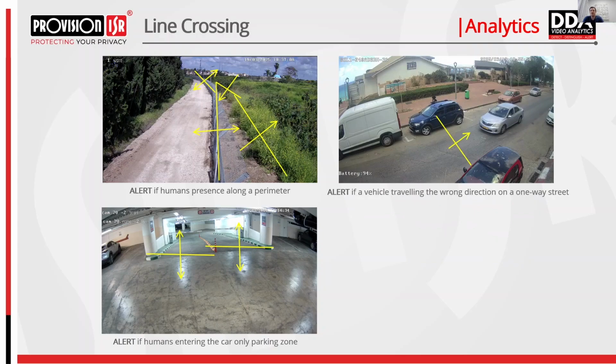On a one-way street, you can place a camera facing the traffic flow, and if a vehicle travels in the wrong direction, you can notify police or trigger a warning signal.